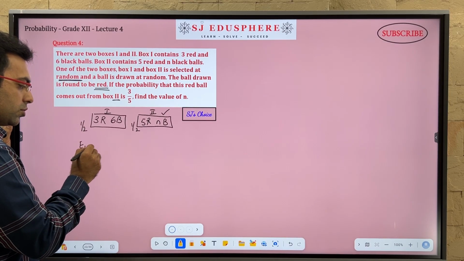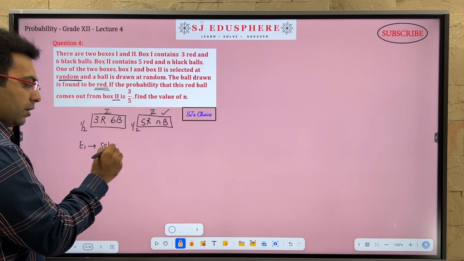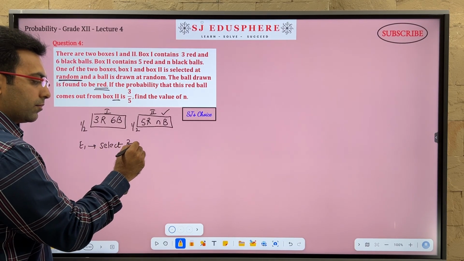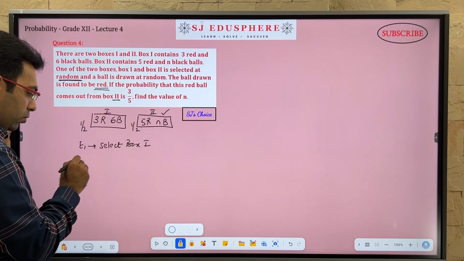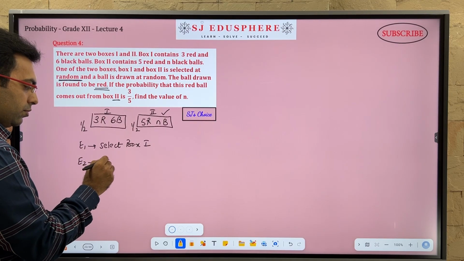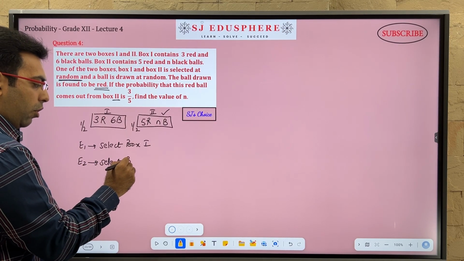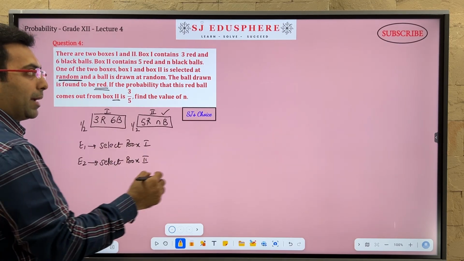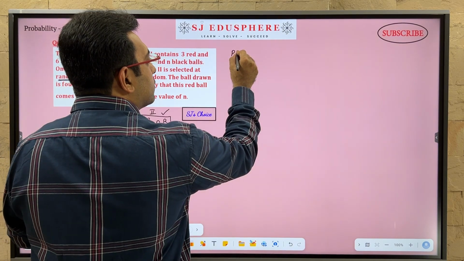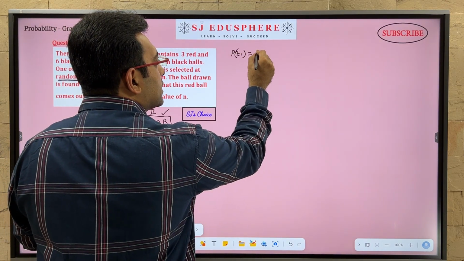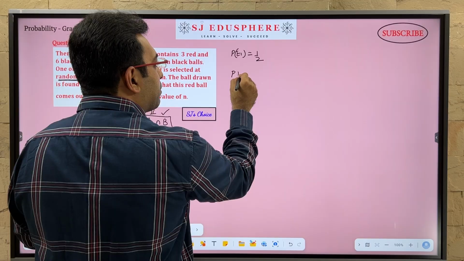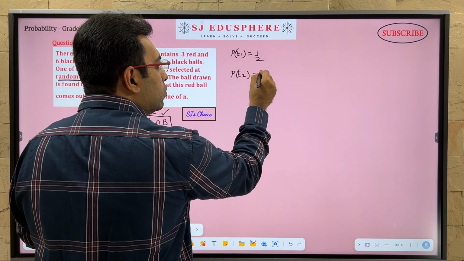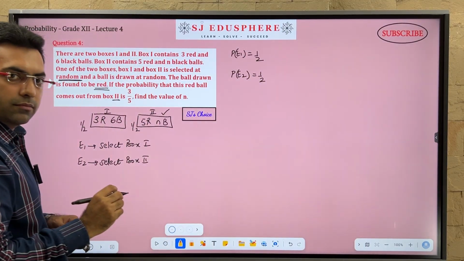Please understand what will happen first. You will select a box. So E1 is select box 1. E2 is select box 2. Okay, so my probability of E1 is half. My probability of E2 is also half.